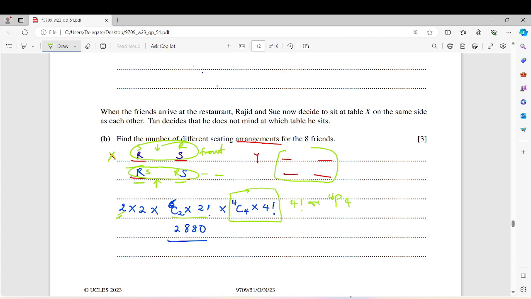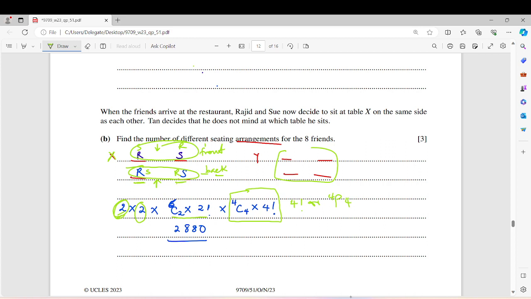So you look at where we have Sue and Rajid in the front. Either they can be in the front here or they can be here. I call this one the back. So there are two ways we can have that done. Also in their sitting, we can have Rashid and Sue or Sue and Rashid. Also two ways.